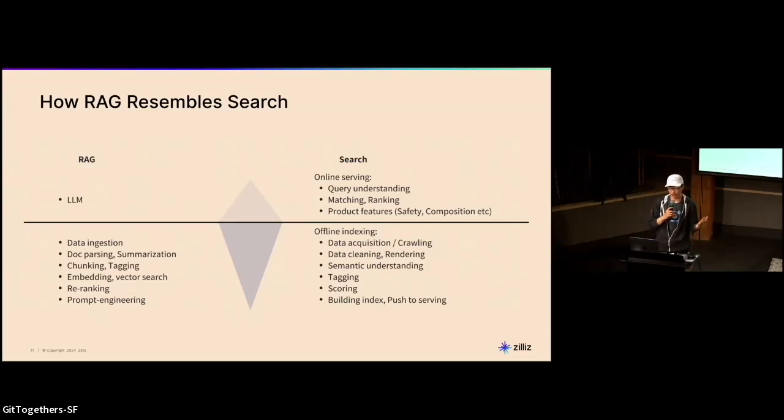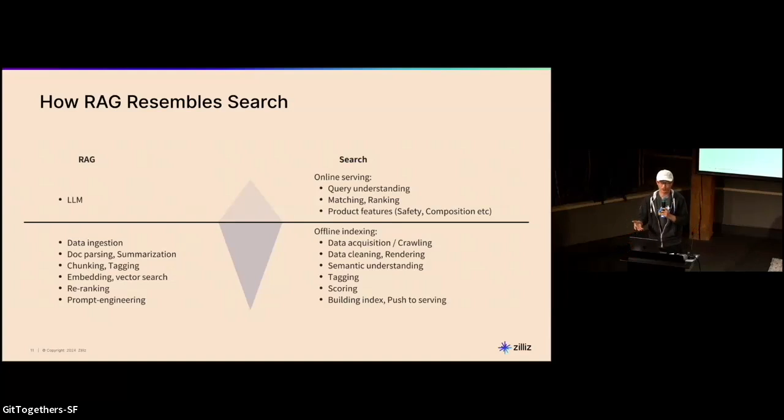And then you do embedding generation and store them into a vector database so that you can search in the future. There are also other things that I mentioned before. For the traditional search, you start from data acquisition and crawling, and then you do a lot of data cleaning, and you render the data.